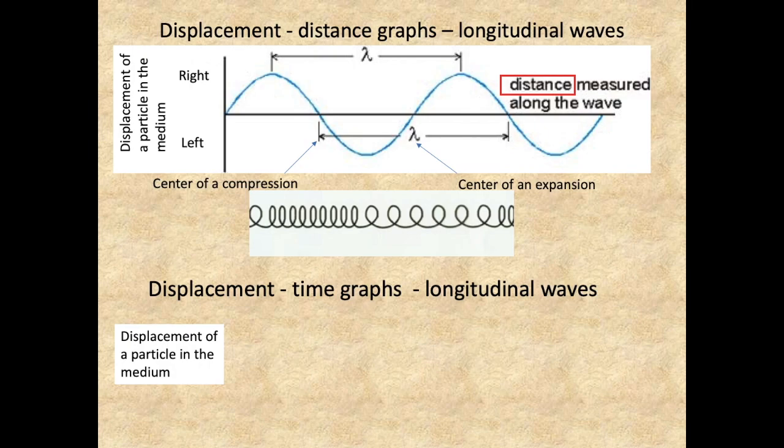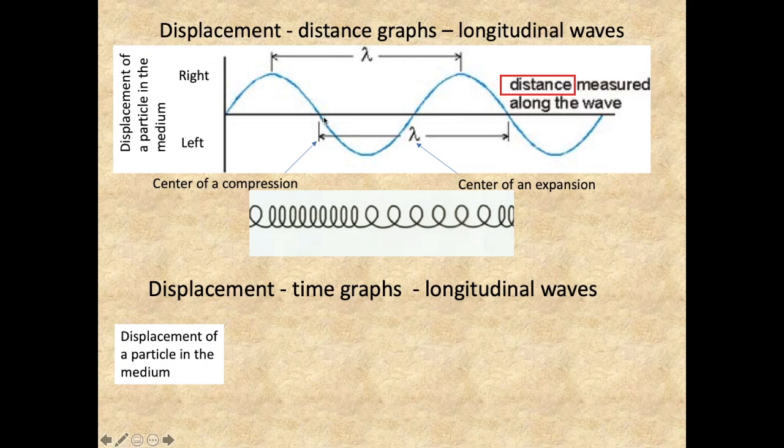To explain displacement distance graphs in longitudinal waves a little bit more, I've added more labels to the graph. So above the origin is where the particle is to the right of its equilibrium position. Below the origin is where the particle is to the left of its equilibrium position. Like we saw in the simulation on the previous slide, the particle is oscillating parallel to the wave, but we have rotated its oscillation by 90 degrees counterclockwise to locate it on the vertical axis on this graph.